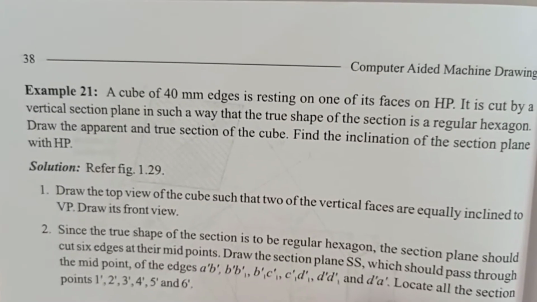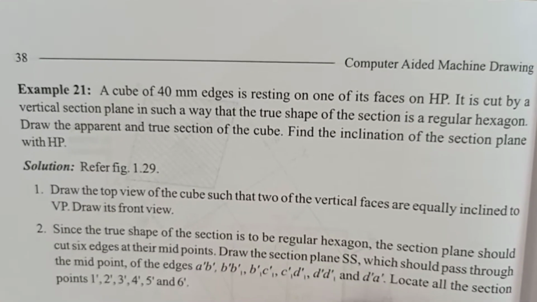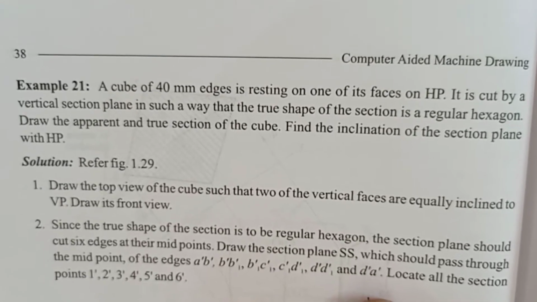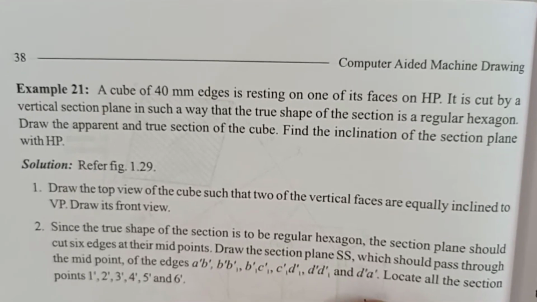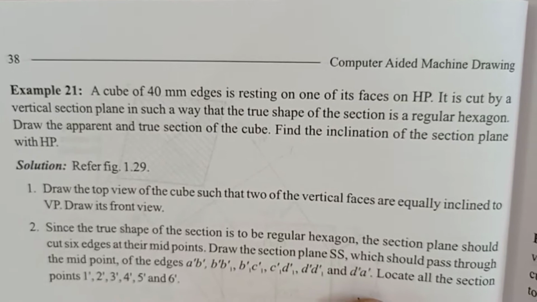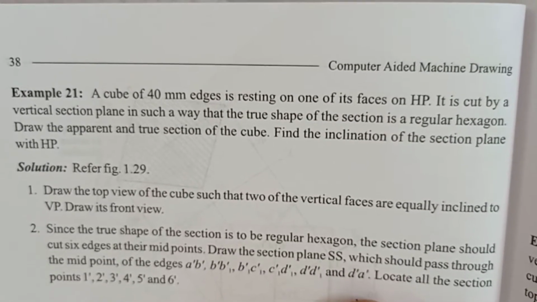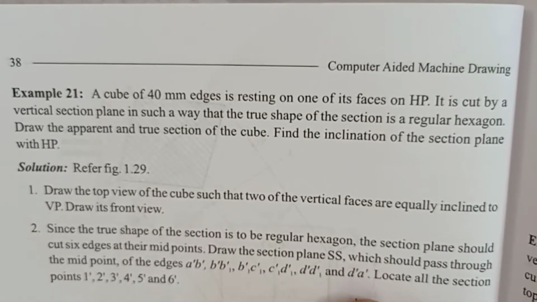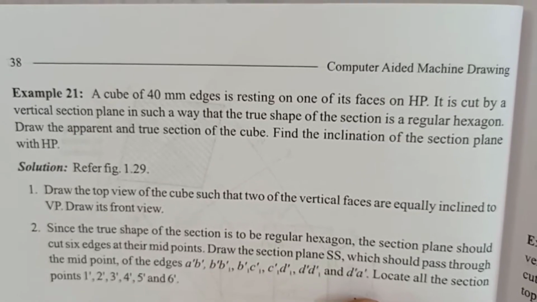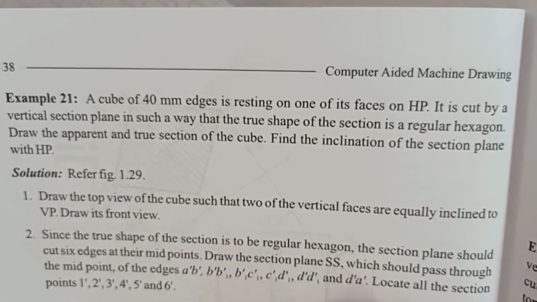Next question: a cube of 40 mm edges is resting on one of its faces on HP. It is cut by a vertical section plane in such a way that the true shape of the section is a regular hexagon. Draw the apparent and true section of the cube. Find the inclination of the section plane with respect to HP.